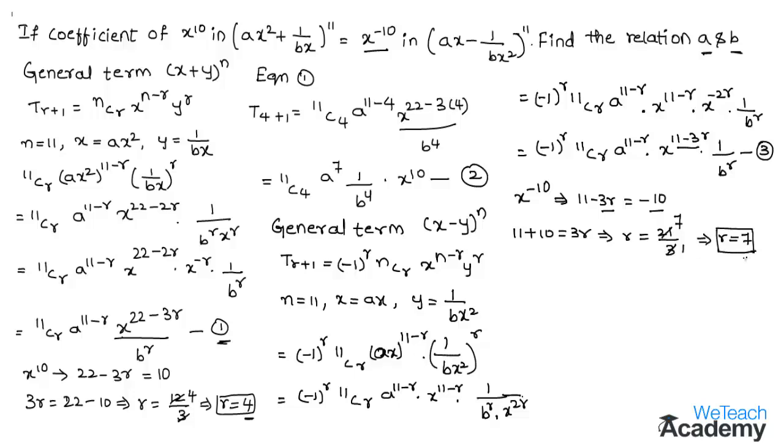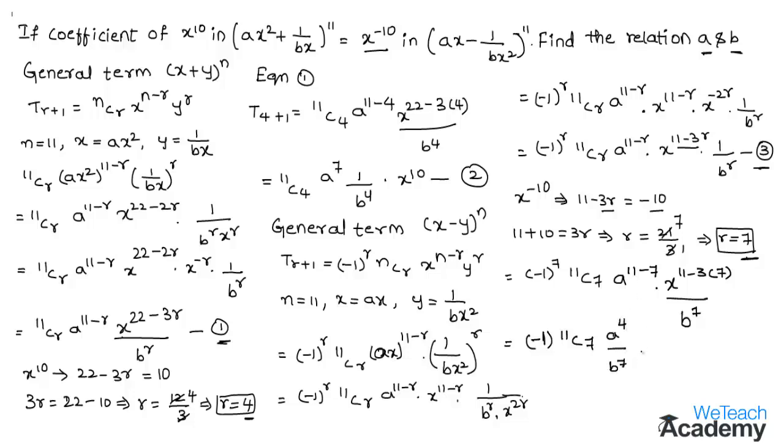Now let us substitute r value as 7 in the equation 3. So on substituting we get minus 1 whole power 7 into 11c7 into a power 11 minus 7 into x power 11 minus 3 into 7 divided by b power 7. So here we observe that the exponent of minus 1 is an odd number, which is 7. So we get the value of minus 1 whole power 7 as minus 1 into 11c7 into a power 11 minus 7 is a power 4 divided by b power 7, and here by simplifying the power of x we get 11 minus 3 into 7, which would be 11 minus 21. So by subtracting we get the power of x as minus 10. Now let us consider this as equation 4.